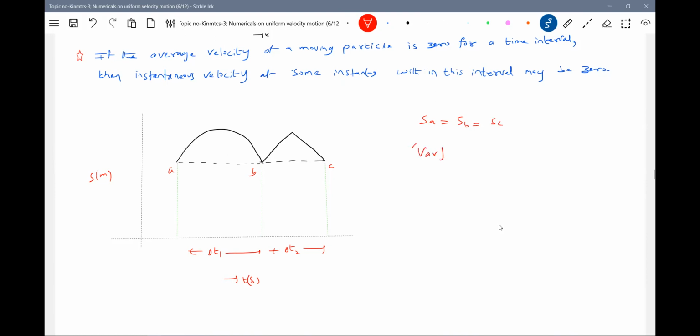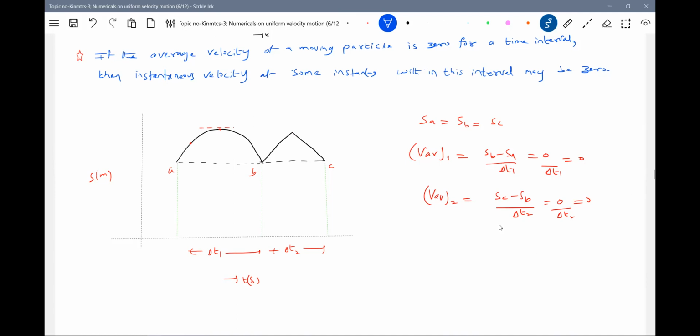So V average for the first interval is SB minus SA by delta T1. V average for the second interval of time is SC minus SB by delta T2. So this will be 0 by delta T1, which is 0, and 0 by delta T2, which is 0. Average velocity is, no doubt, 0. What about the instantaneous velocity here? Here it can be 0, no? And here nowhere it is 0, and at some other points it is non-zero. So in this interval of time instantaneous velocity is 0, and in this interval of time instantaneous velocity is non-zero.